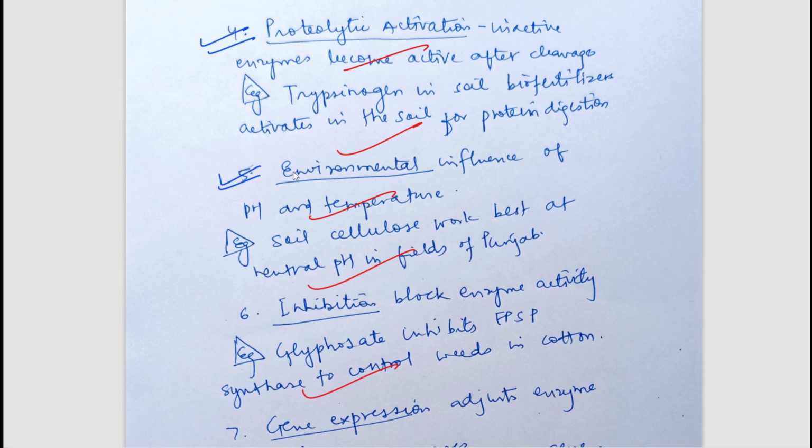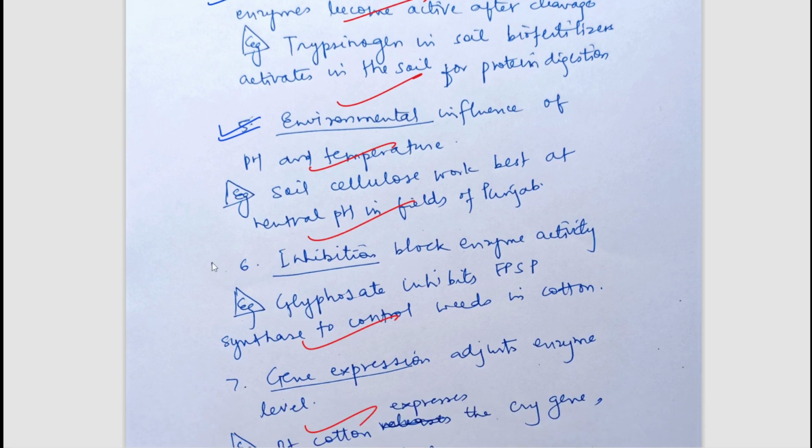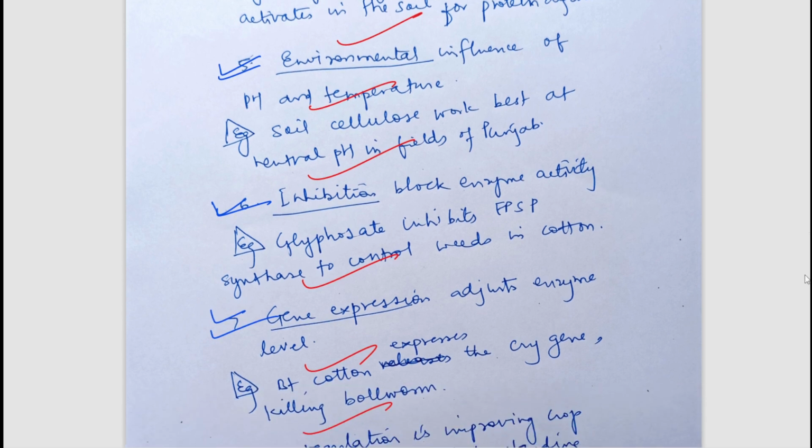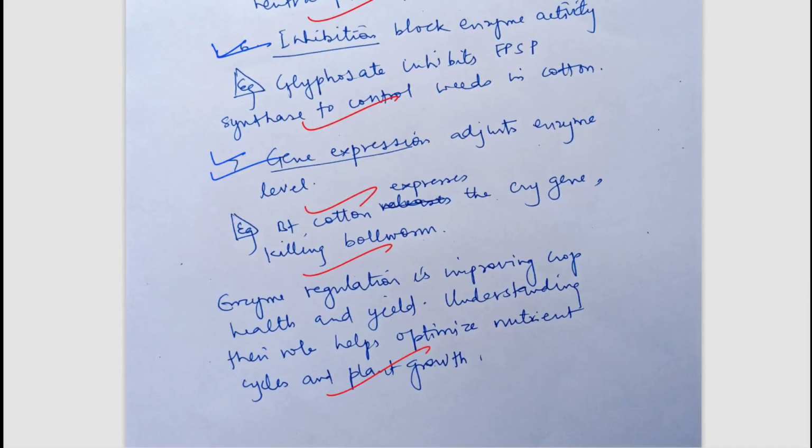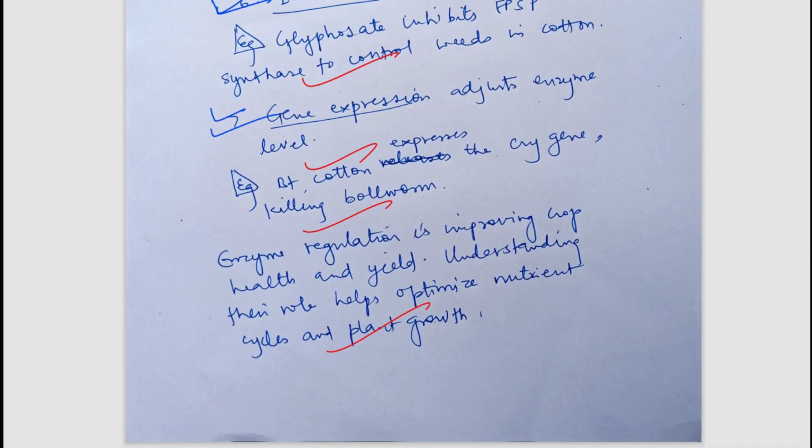Environmental influence can be a factor. Different climate, different pH, different temperature, different amount of moisture, everything can have an effect on enzyme. Inhibition can be an effect. Gene expression adjusts with enzyme. So all these things have been well mentioned and very well written points. So I hope you have paused the video at several intervals and read these points.